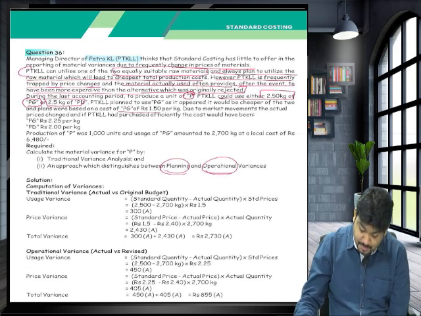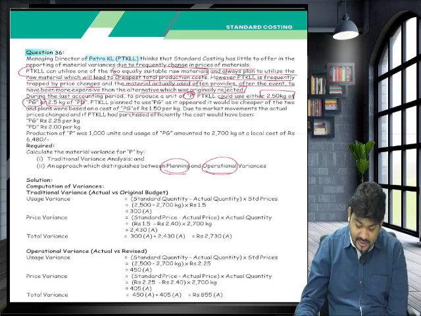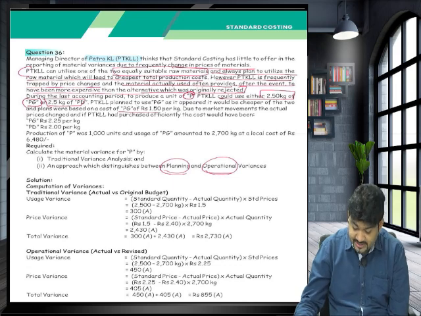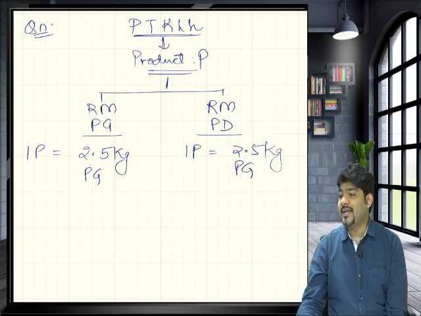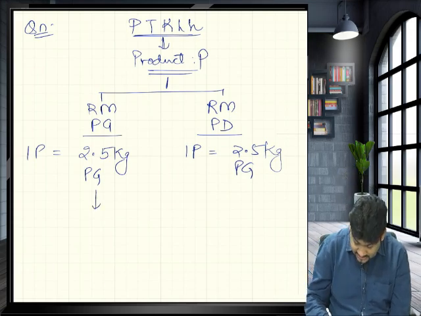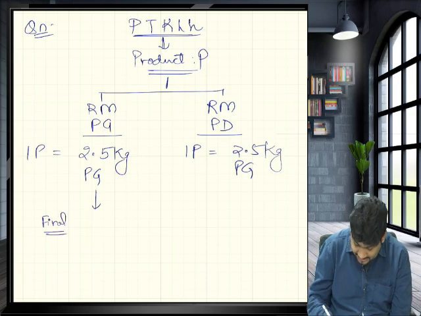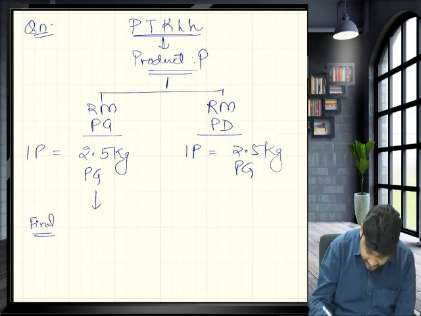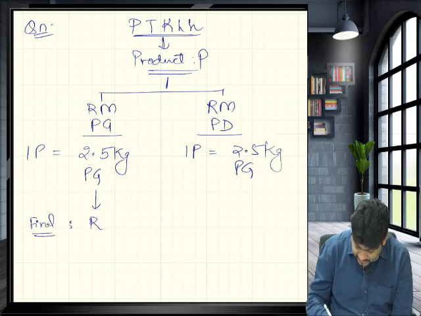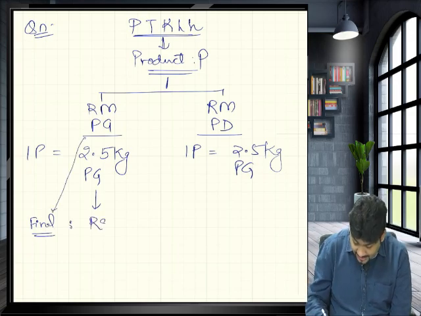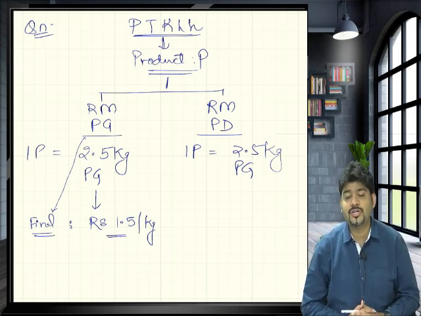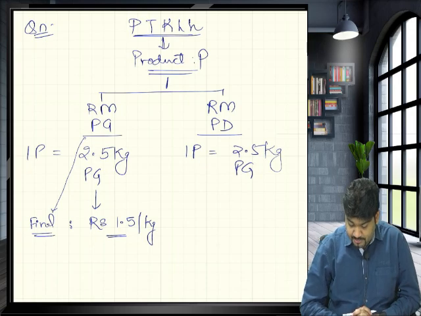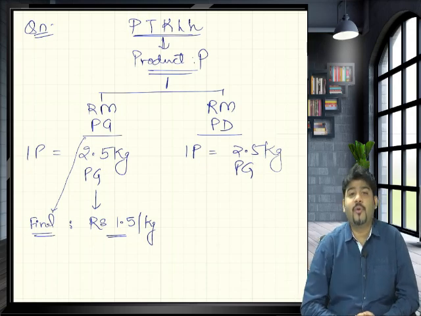PTKLL had planned to use PG as it appeared to be cheaper of the two, and plans were based on a cost of PG at 1.5 per kg. What have we finalized? PG or PD? PG. Okay, so this is final. What is the current rate that is going on? Tell me. 1.5. So we have finalized PG, and rupees 1.5 per kg is the rate at which we think it will be bought. So can I say we have set our original standard? Yes. What is our original standard? Purchase of PG at 1.5 per kg.